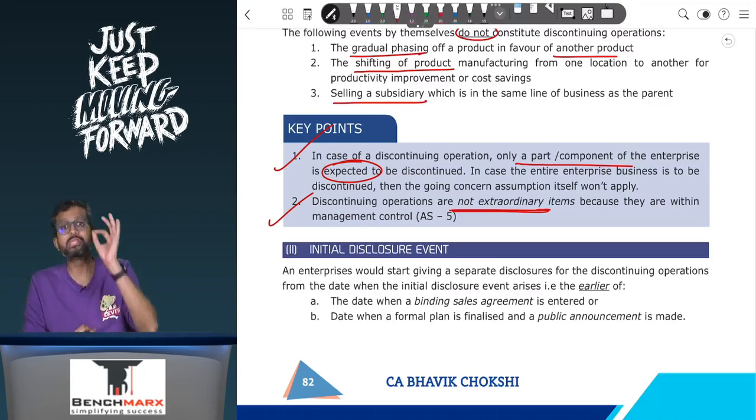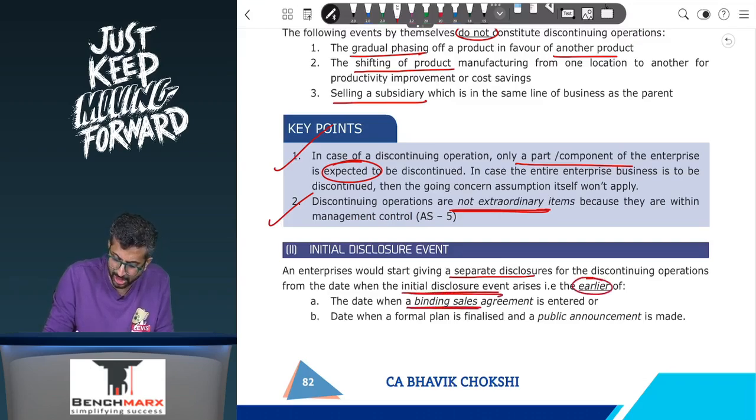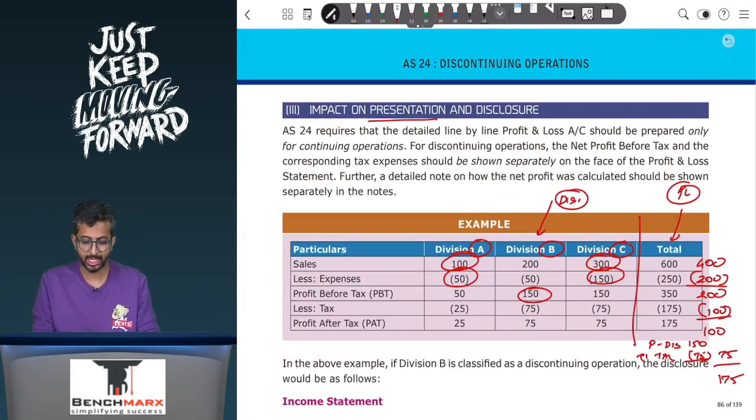From the date which is the earlier of the date of a binding sale agreement being entered, or the date when a public announcement for discontinuance was made. So the enterprise should give separate disclosures, all that we just discussed, of the discontinuing operation from the initial disclosure event, that is, the earlier of the date when a binding sale agreement is entered, or the date when a formal plan is finalized, that is, a public announcement is made. From that date you will give all of these disclosures. Once that happens, you will show all of this breakup in your profit and loss, assets and liabilities, disclosure, cash flow, notes, everything will be applied.